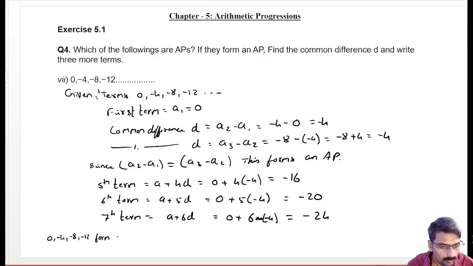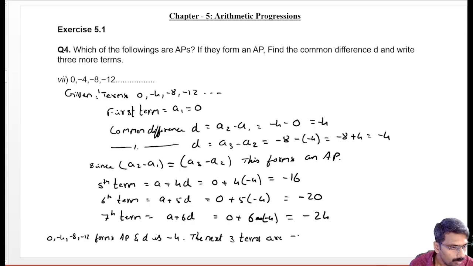forms an AP, and common difference D is minus 4. The next three terms are minus 16, minus 20, minus 24. This is our final answer.